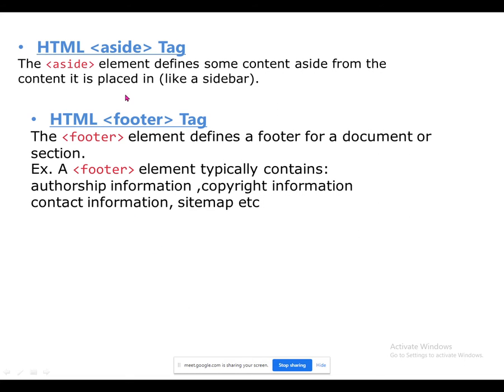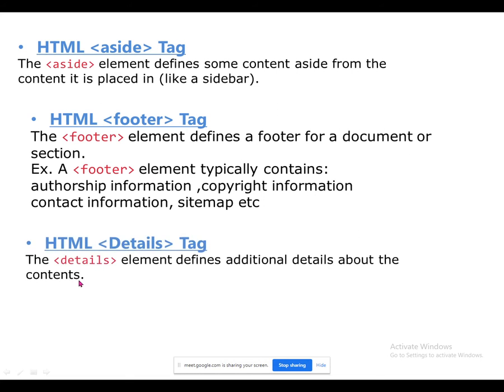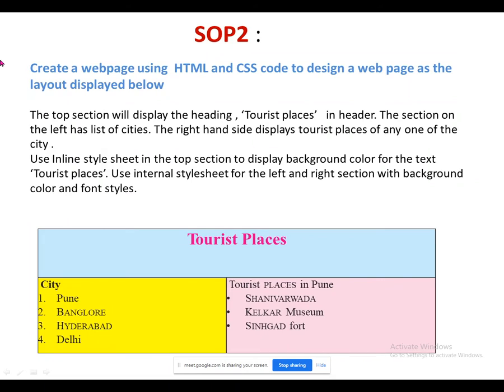Okay, so over here all the semantic elements are clear. Details is one more element which is used to add more detail or any information detail about that particular section or articles. The details tag is used. Okay, so we are going to use now all those tags, whatever is required under this SOP2.